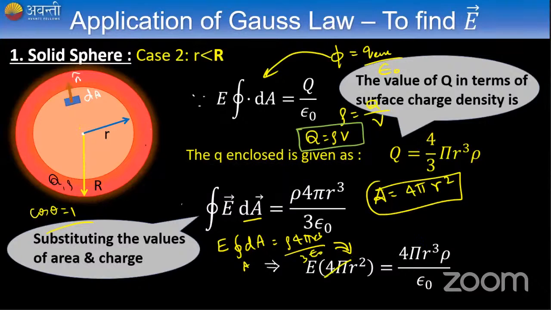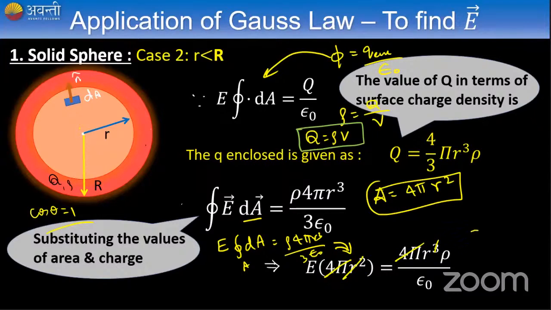Yes, Krishna. Cool. So my 4 pi cancels. Can I cancel my R square and R cube? Yes, only R square can be cancelled from R cube. I'll get one R remaining.